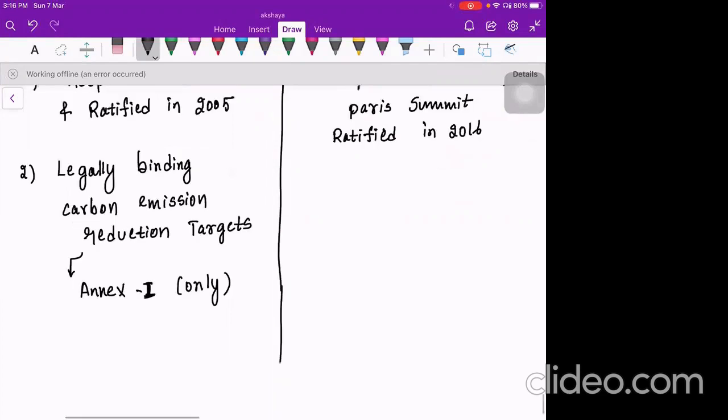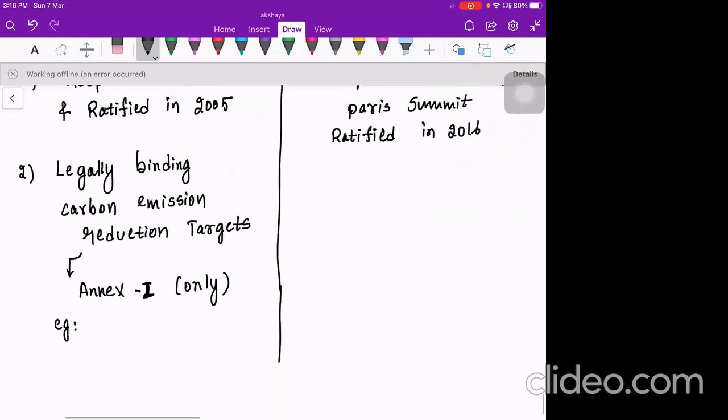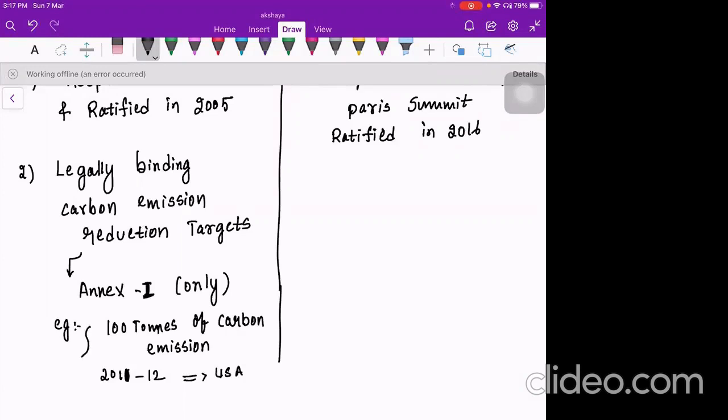Suppose targets are given under the UNFCCC. So targets might be, for example, I'm telling you that 100 tons of carbon emission reduction for the year 2011 and 2012 for the US. This is only an example. So particular targets have been given to the Annex 1 countries. Legally binding carbon emission reduction targets. This is one.